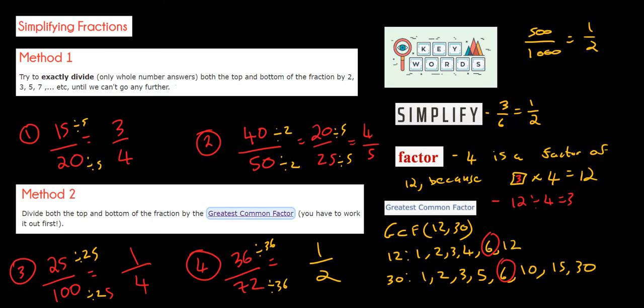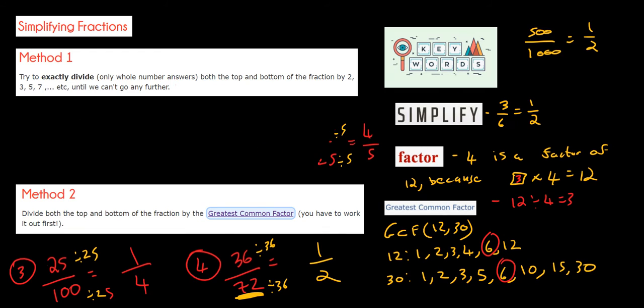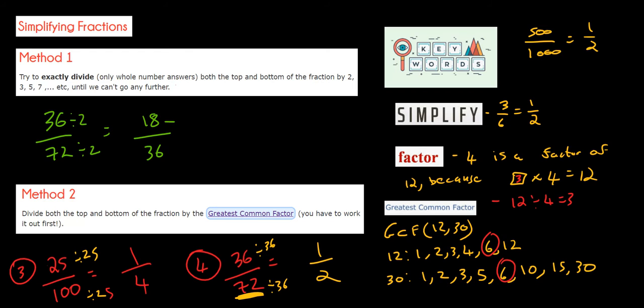I want to explain a little bit about this simplification and show that you can do it using method 1. We've got 36 over 72, and you're recommended to divide by 2, 3, 5, and 7. Let's divide by 2 first. We get 18 over 36. We can divide by 2 again to get 9 over 18. Now we can divide by 3 to get 3 over 9 and divide by 3 again.